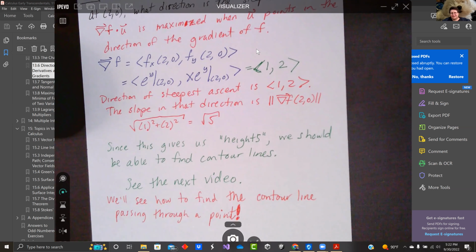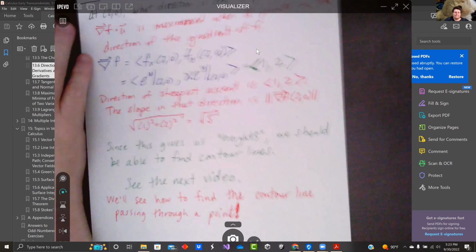I want you to think about that, though. If we're doing the gradient of f dotted with u, when u is the same as the gradient of f, it points us in the steepest ascent. And when u is in the opposite direction of the gradient of f, it points us in the steepest descent. What direction does u need to be in to point us along contour lines? Think about that. Peace.